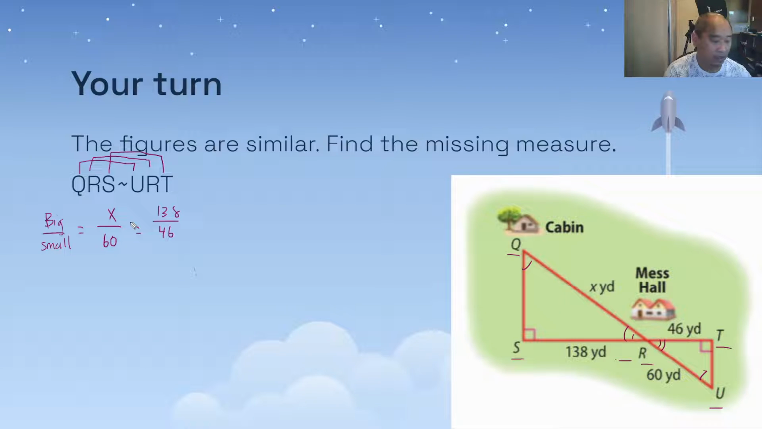Okay, so anyway, 60 times 138 is 8280, equals 46 times x, which is 46x. Divide both sides by 46, and that equals 180. So the distance from the mess hall to the cabin is 180 yards.